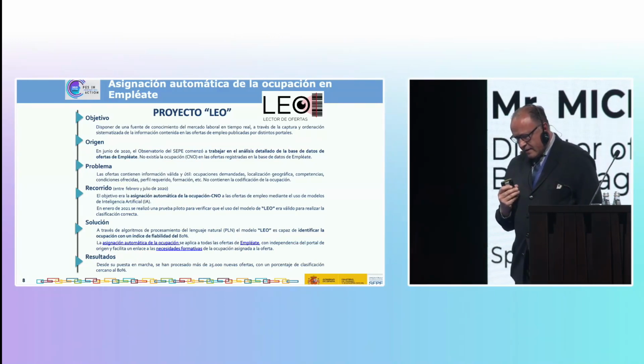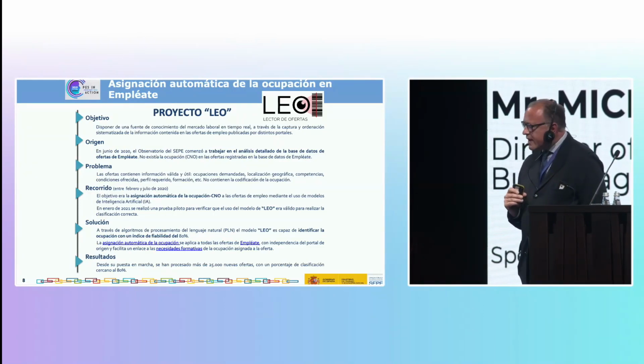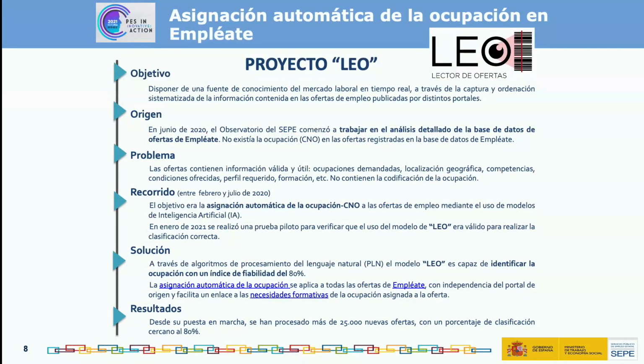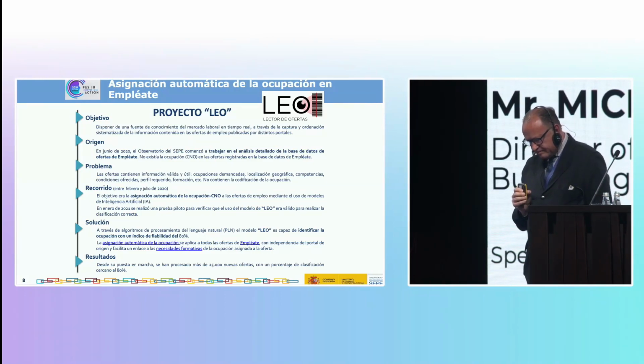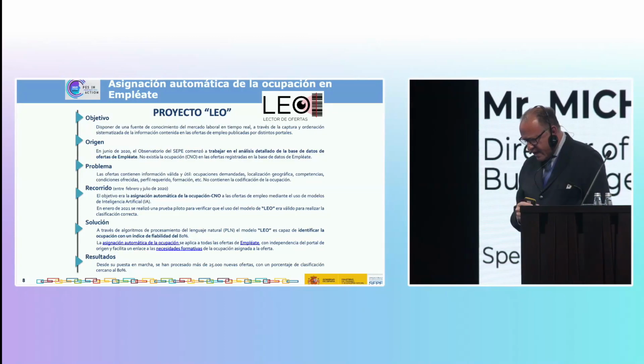Another technology-based project is LEO. It allows us to have a source of knowledge of the labor market in real time, which is a tool allowing us to see in real time the information contained in job offers published on the different portals. Information about the vacancies. We started in June 2020 and, by conducting a detailed analysis in our Empleate portal, we know that at this moment new professions are even being generated. We used the vacancy postings in the Empleate platform and discovered that there were certain new occupations that were not included in our classification: demanded occupations, geographic location, competencies, conditions offered.